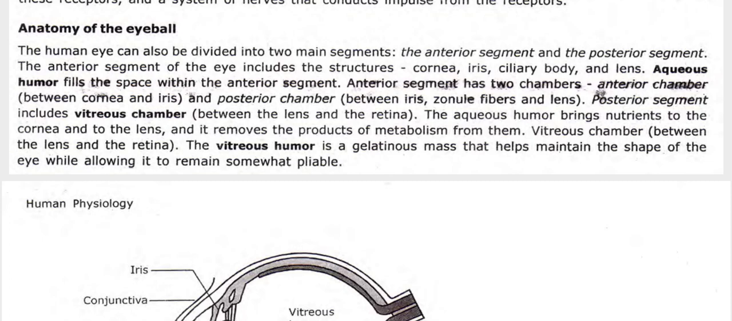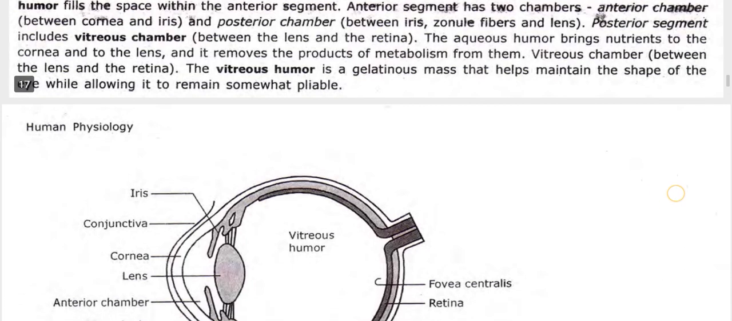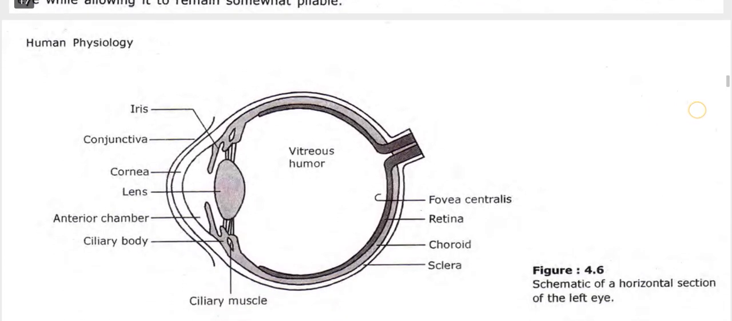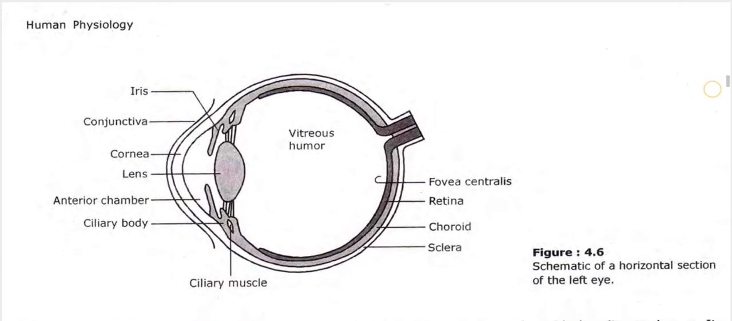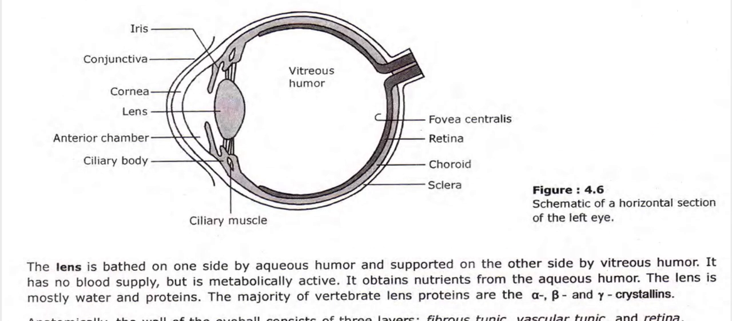The aqueous humor brings nutrients to the cornea and to the lens, and it removes the products of metabolism from them. Vitreous chamber between the lens and the retina. The vitreous humor is a gelatinous mass that helps maintain the shape of the eye while allowing it to remain somewhat pliable. So we could see the structure of the eye.